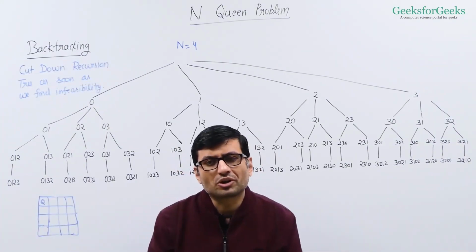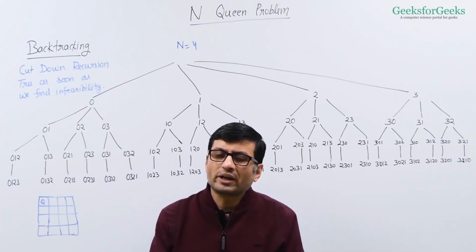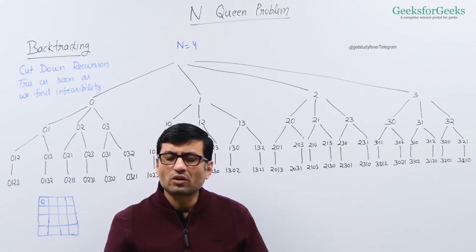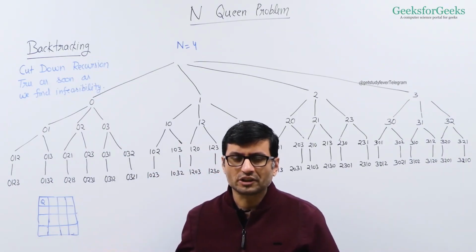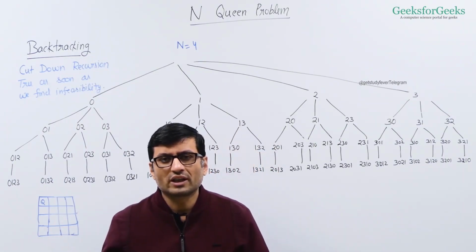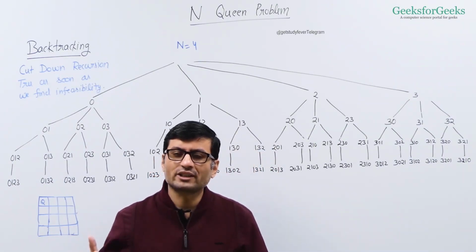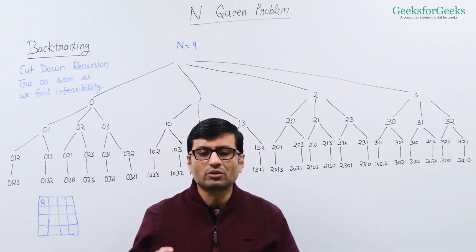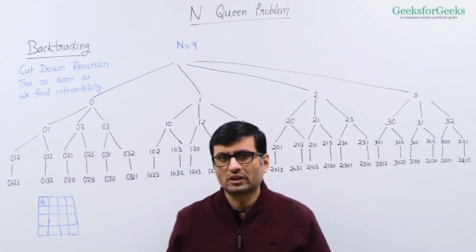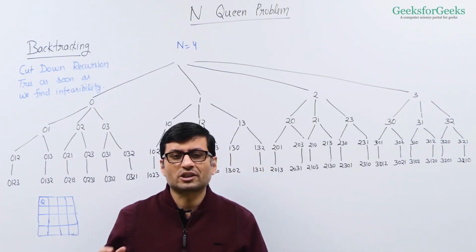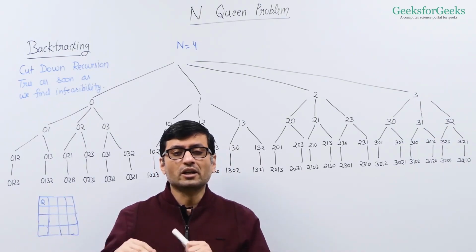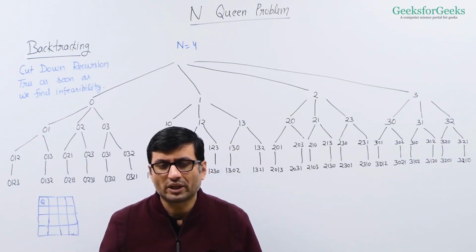Let us now talk about the backtracking solution. In the backtracking solution also, we are going to place the queens one by one, but we are not going to follow the whole recursion tree. As soon as we place a queen and realize that this placement is not going to lead to any solution, we do not go further down that path. That way we cut down the recursion tree starting from that particular path, and this is the optimization we get in the backtracking solution.